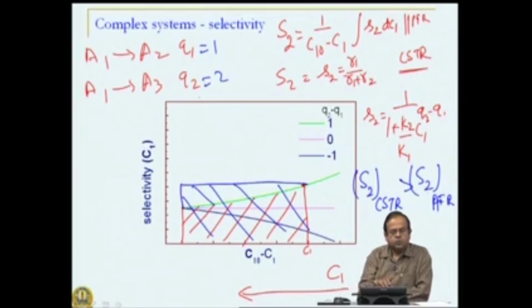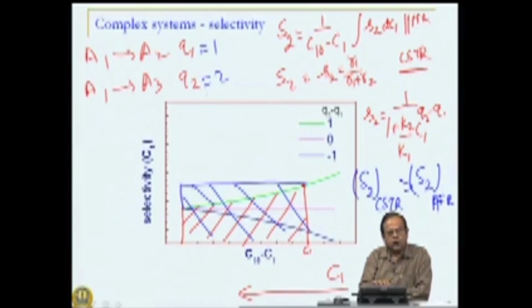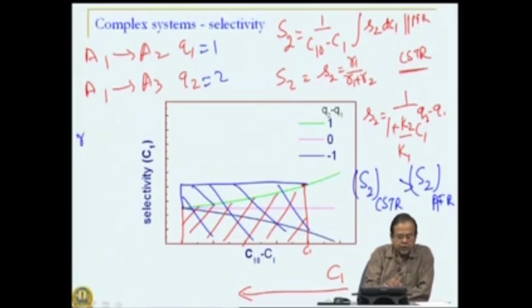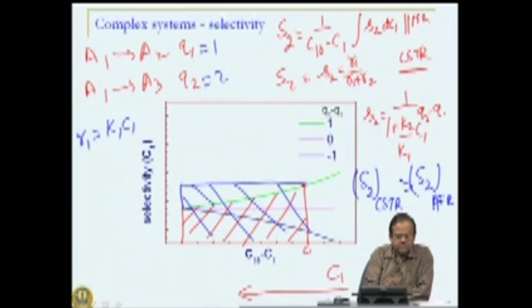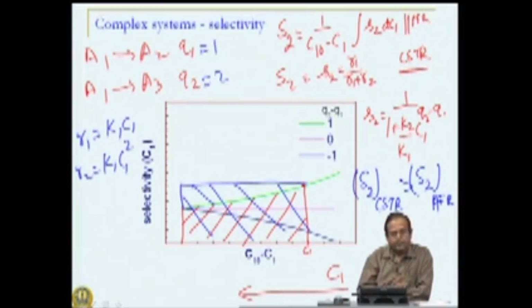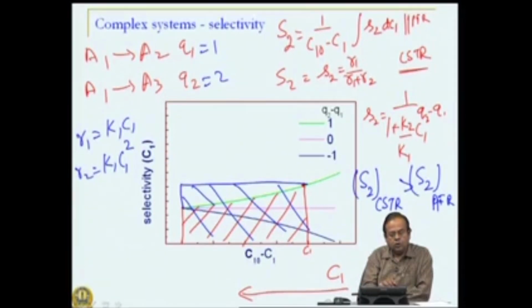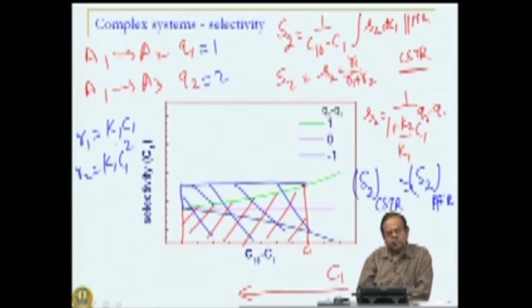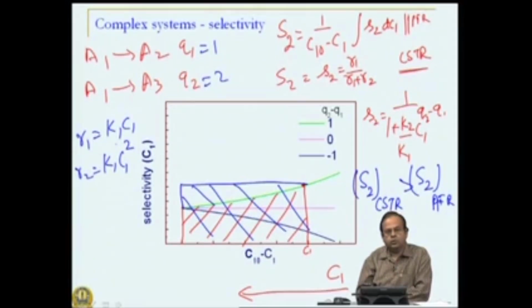And why is this happening? We go back to this particular kinetics. The rate of the first reaction is K1 C1, let us say Q1 is 1, and the second reaction is K1 C1 squared. We are looking for making more of A2. So, what happens in a CSTR? CSTR concentration is low compared to that in a plug flow reactor.